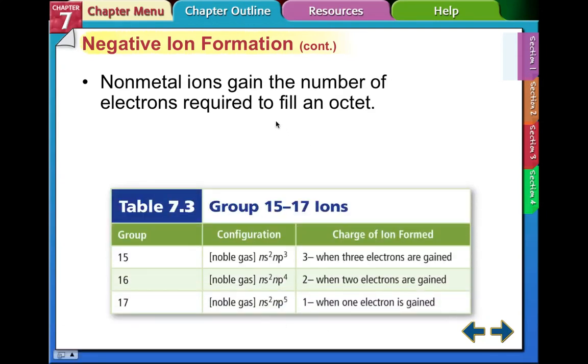Non-metal ions gain the number of electrons required to fill the octet. So, group 15, remember, was a minus 3. So it is going to gain 3 electrons. 16 was a minus 2. It's going to gain 2 electrons. 17 only needs 1 electron, so it's a minus 1. Remember, they're all trying to get to that octet.